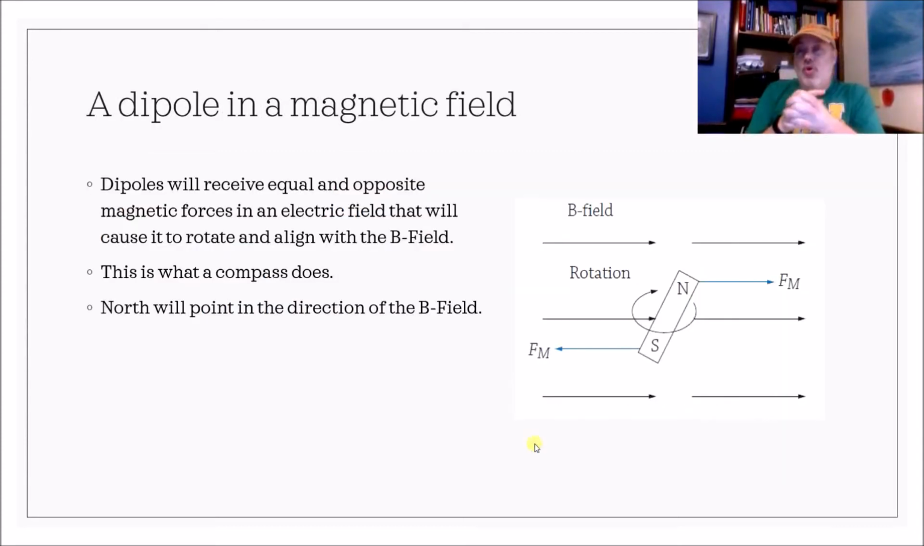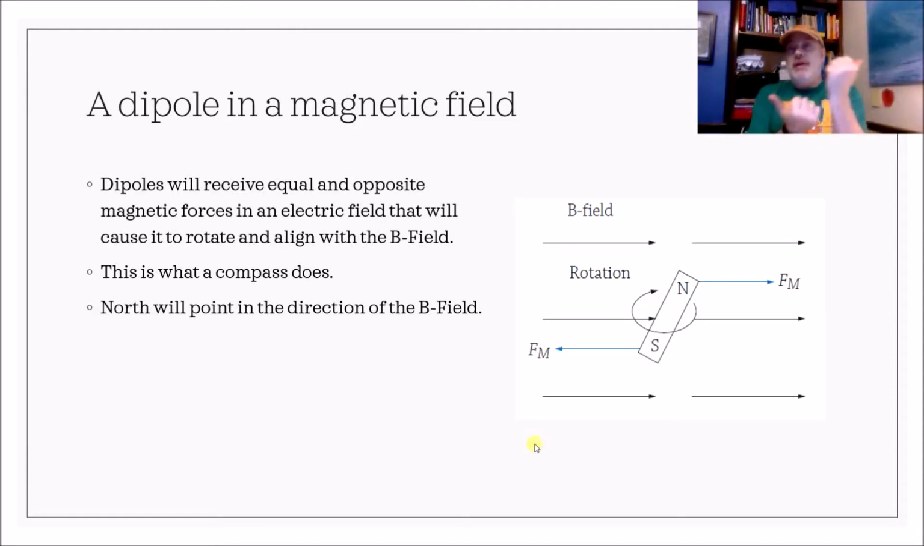A dipole in a magnetic field. Now a dipole is just a magnet. It's got a north end and a south end, right? If you put it in a magnetic field, the north end is going to get a magnetic force in one direction, and the south end will get a force in the opposite direction.